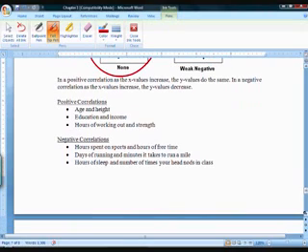Negative correlations means as the first one increases, the second one decreases. Hours spent on sports and hours of free time. If you're training 10 hours a day, more than likely you're not going to have a lot of free time. So as the hours you spend in sports increases, the amount of free time you have decreases. Makes sense. That's a negative correlation.